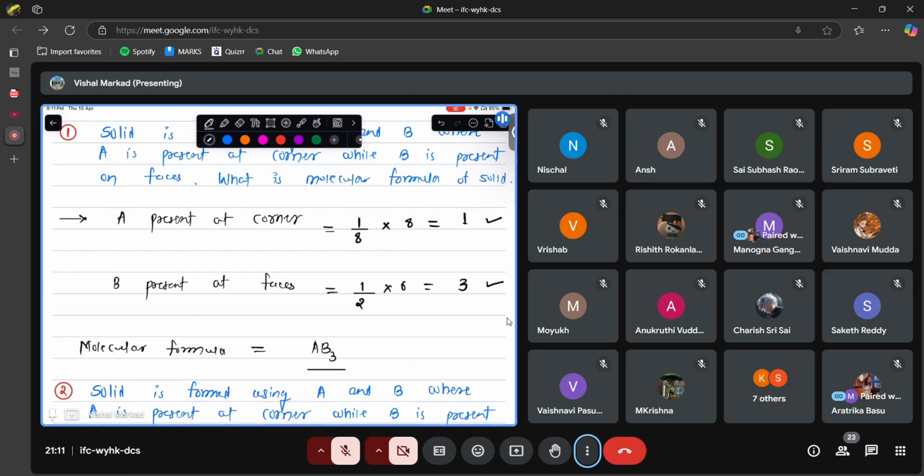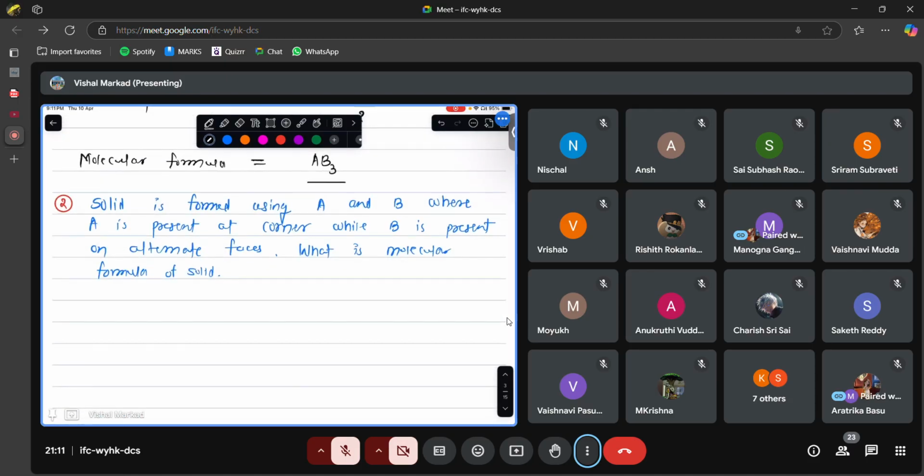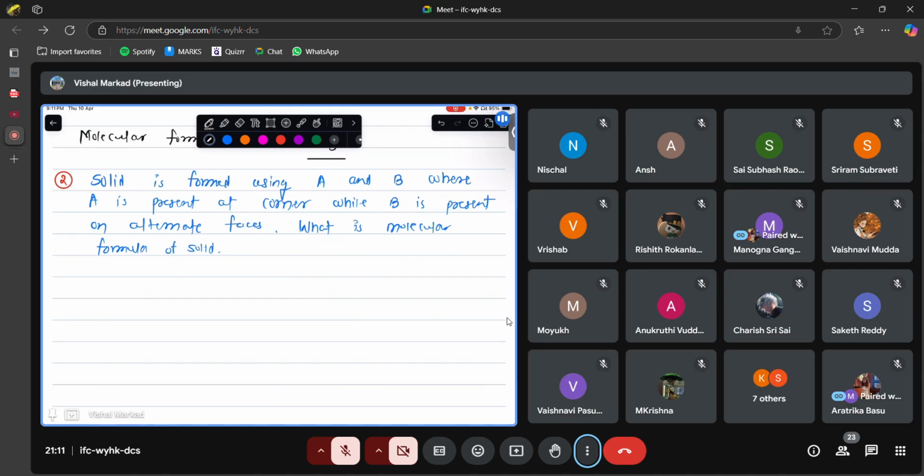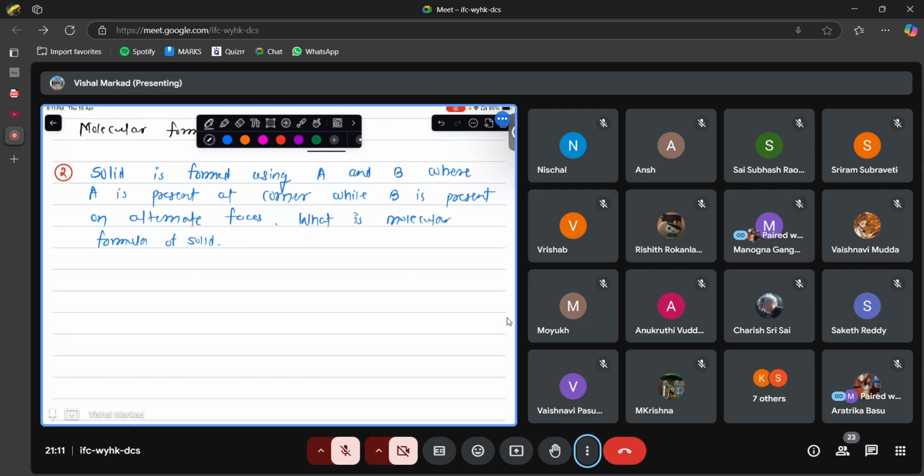Okay, now next one. Can you tell me what the formula will be here? Think. So AB? What will the formula be here? A2B3. A2B3, correct.